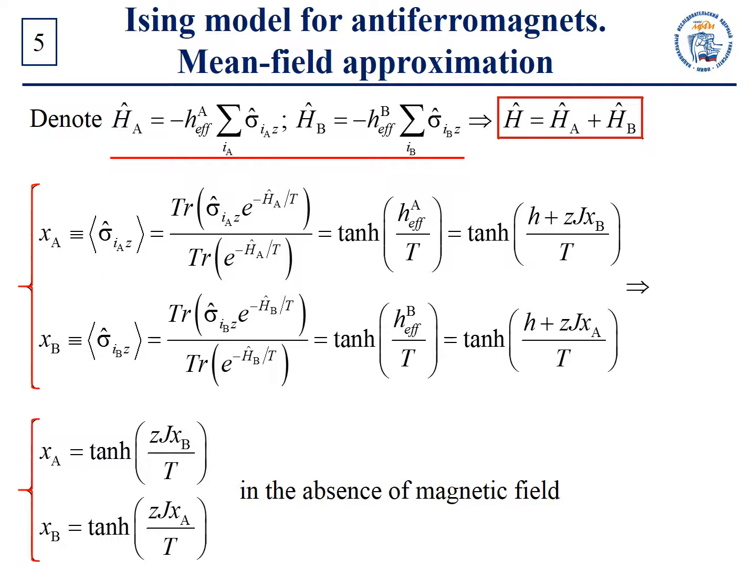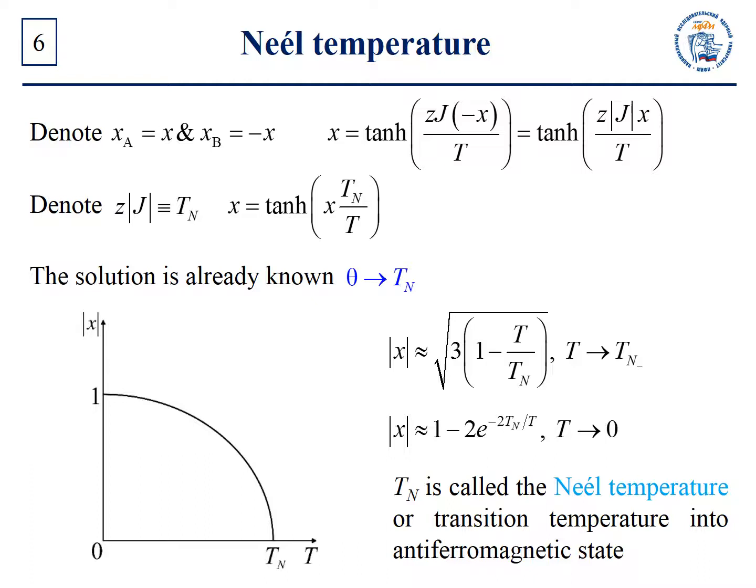Since the exchange integral is less than 0, let us show that a solution with XB equal to minus XA exists. Denote XA as X and XB as minus X. Since the exchange integral is less than 0, we obtain for X the following expression. Denoting the product of z and the absolute value of the exchange integral as Tn, we obtain the familiar equation for the order parameter. This equation has the same form as for a ferromagnet, but instead of Curie temperature theta, one can see another temperature Tn. The solution is already known.